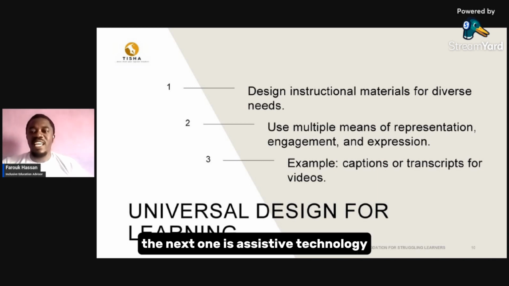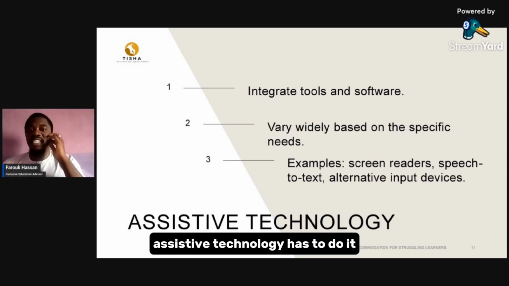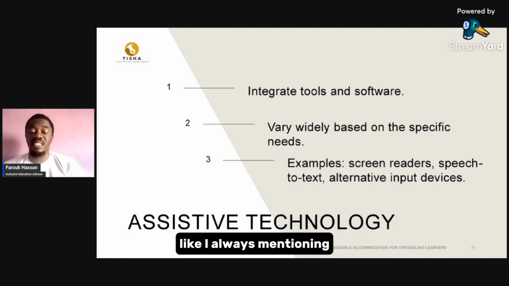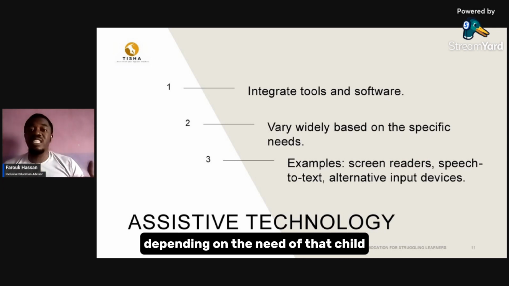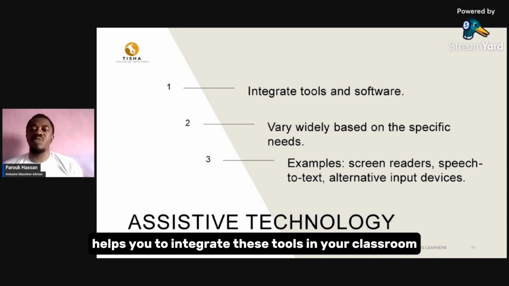Okay, good. The next one is assistive technology. This is straightforward. Assistive technology has to do with using technology in the learning of the child. There are various forms of assistive technology. Also, like I have always been mentioning, depending on the need of that child, assistive technology helps you to integrate these tools in your classroom.